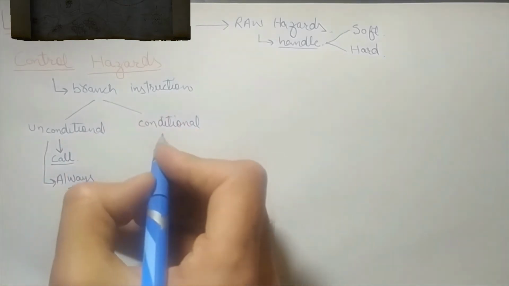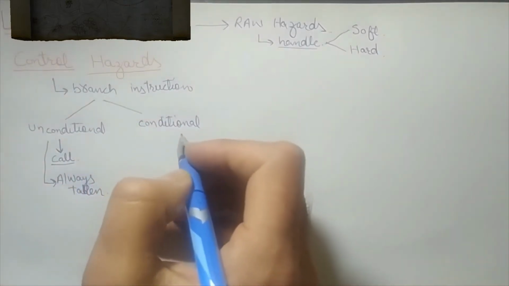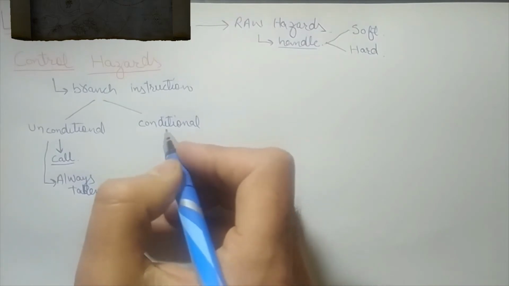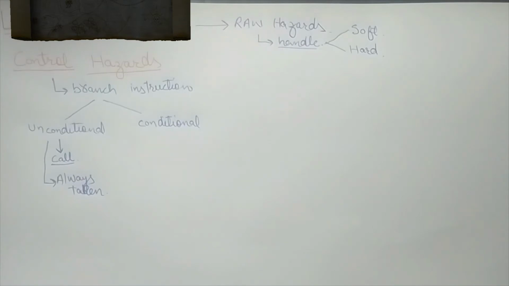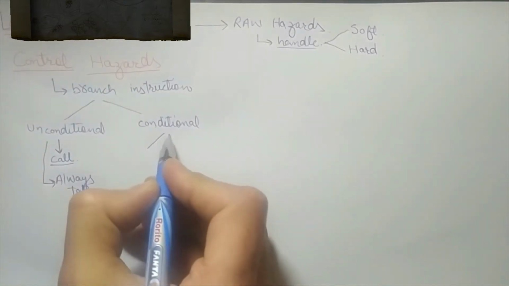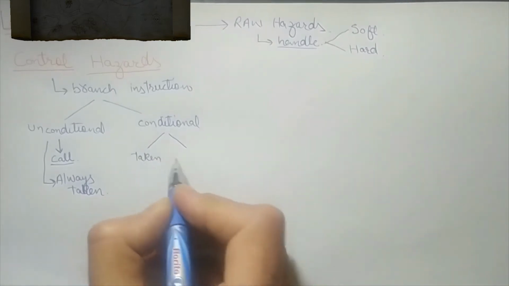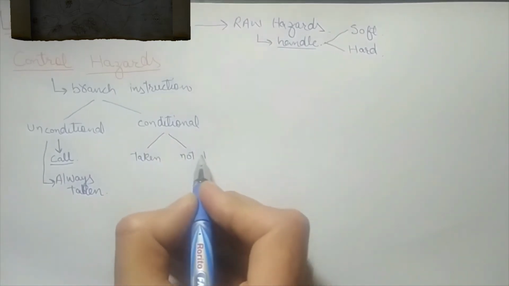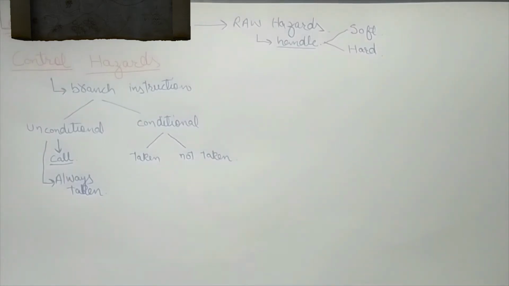Then comes a conditional branch. A conditional branch is a branch instruction that, before taking a branch, checks a condition. If the condition is true, the branch is taken. Otherwise, the branch is not taken. So based on a condition, it can be a taken branch or a not taken branch. These are the two scenarios.